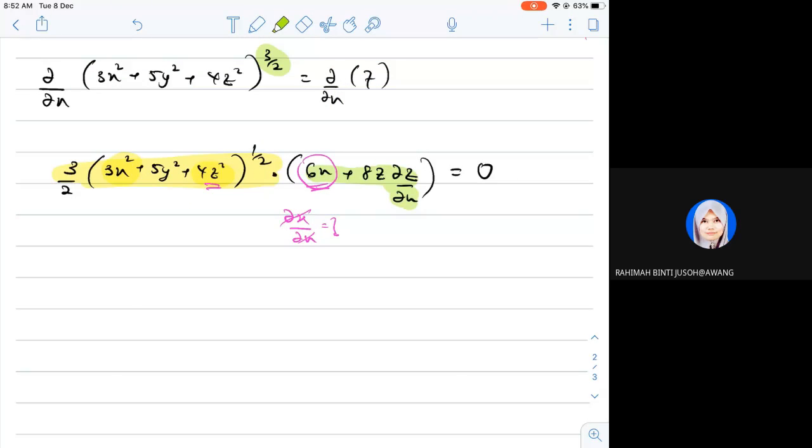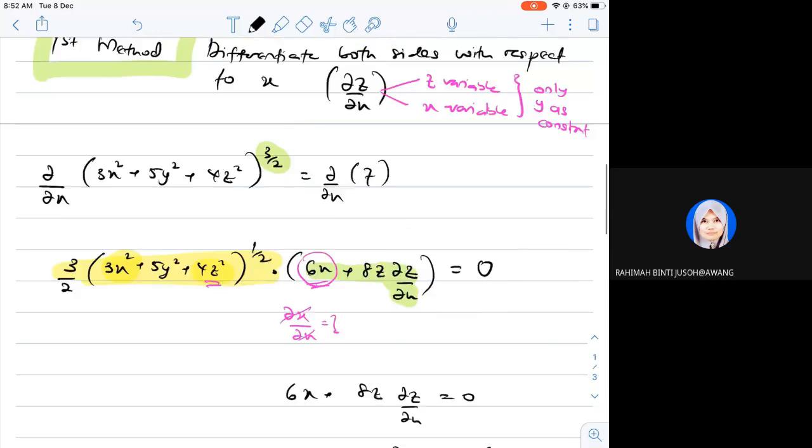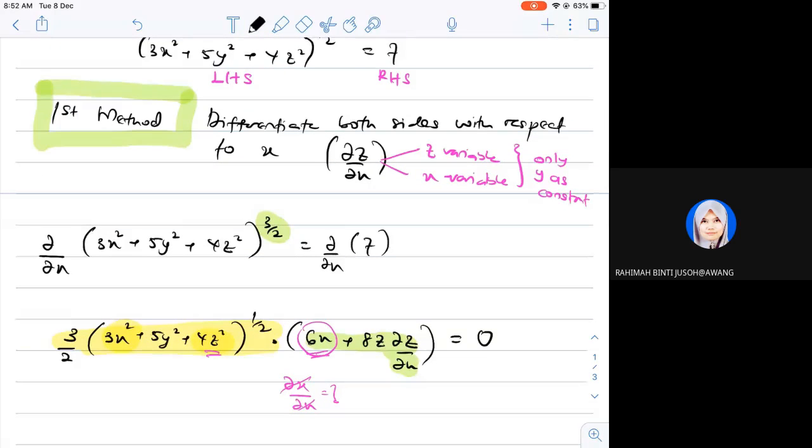6x plus 8z del z over del x. So, 6x plus 8z del z over del x equals to 0. So, del z over del x jadi negative 6x divides by 8z. So you can simplify this. Del z over del x equals to negative 3x over 4z. So that's the answer by using the first method. This is first method. Okay, I will show you the second method.